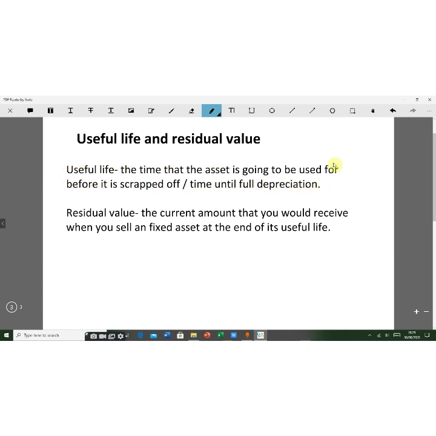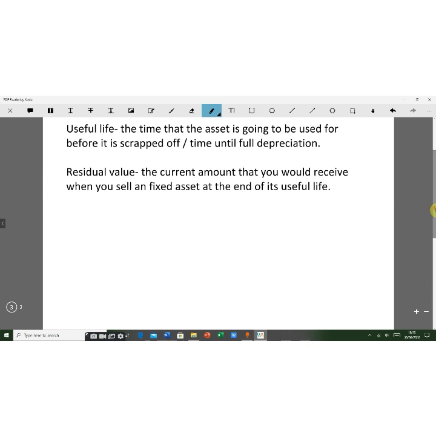After 5 years, we should no longer use the vehicle because it has fully depreciated. It has depleted its useful life. We can use the vehicle or the asset, but then we need to determine another useful life for the purposes of depreciation. So now we have the residual value.